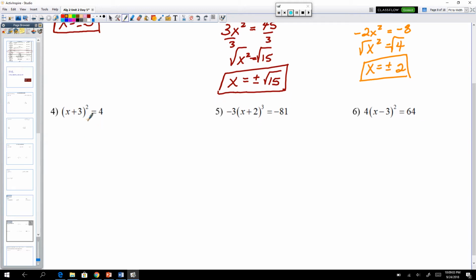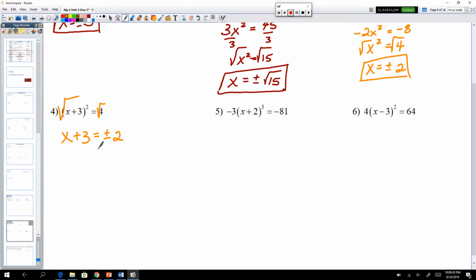All right, there's nothing to add, subtract, multiply, or divide here to isolate, so the first thing we need to do on this one is counteract the power with a root. And watch what happens here. So we have x plus 3 on the left, and we have positive and negative 2 on the right.